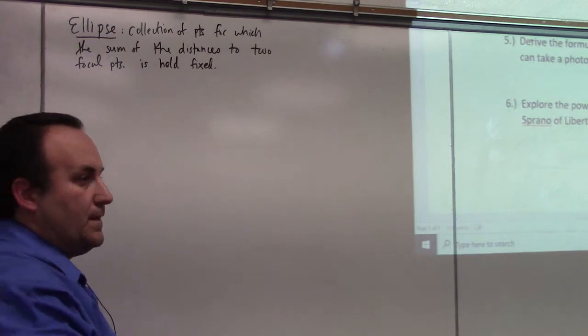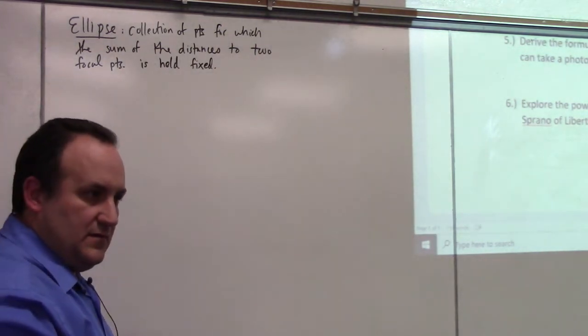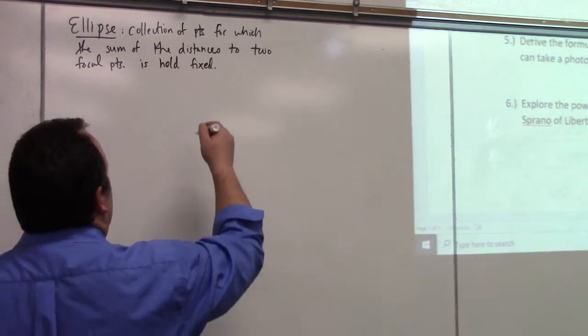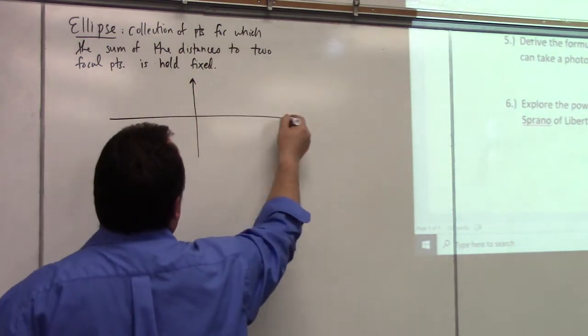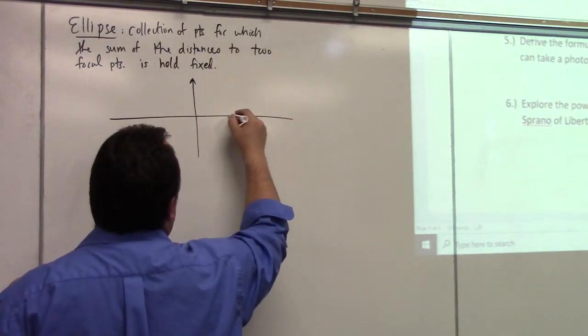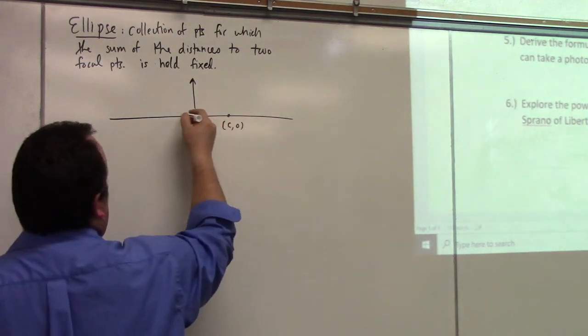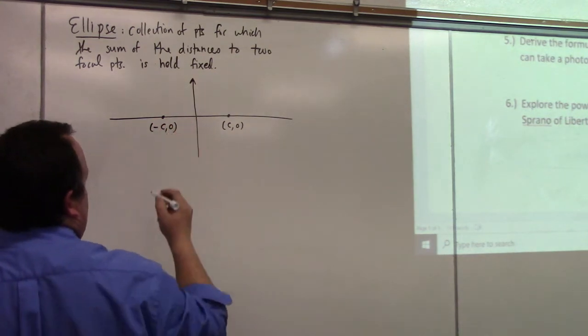So if we put those focal points on the x-axis, it's the easiest way to see the formulas. Here, I'll put one of the focal points at C, 0, and I'll put the other one over here at minus C, 0. I'm going to take C to be positive, all right?